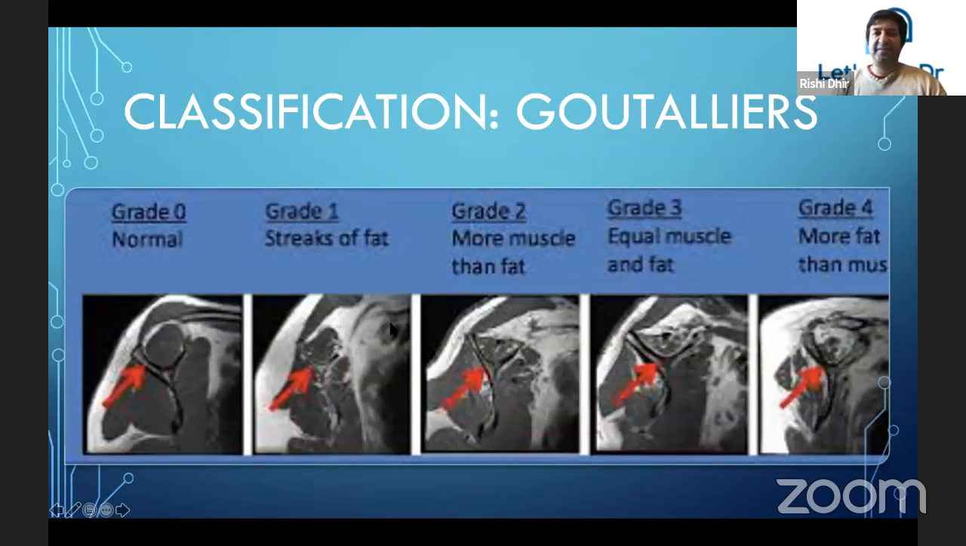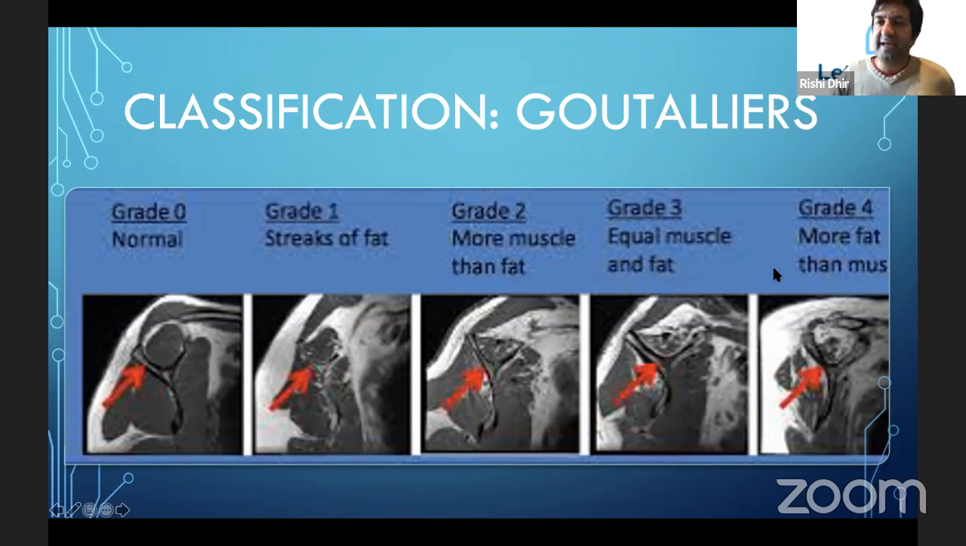The other classification I think is quite nice is this thing called Goutallier's. And Goutallier's, we often quote it on MRI scans, but in reality, it was originally a CT-based classification. And Goutallier looked at the fact that if a tendon becomes torn over time, eventually it will become disused and you'll get atrophy, but you'll also get infiltration of fat. So 1 is where you've just got little streaks of fat. 2 is where you start getting fatty infiltration, but there's still more muscle than fat, so more than 50% muscle. 3 is where it's about 50-50 muscle to fat. And 4 is where you've got more fat than muscle.